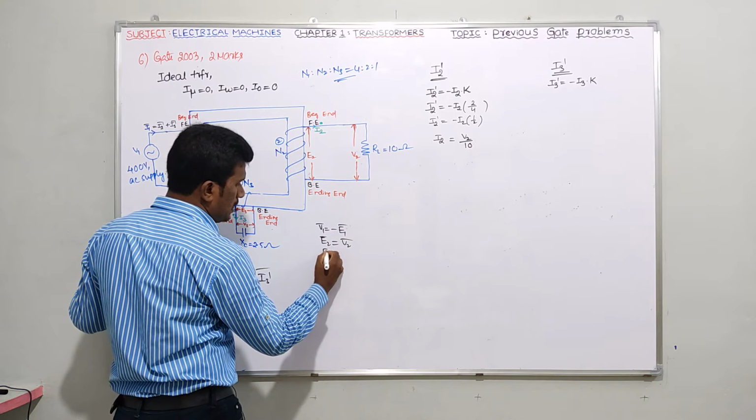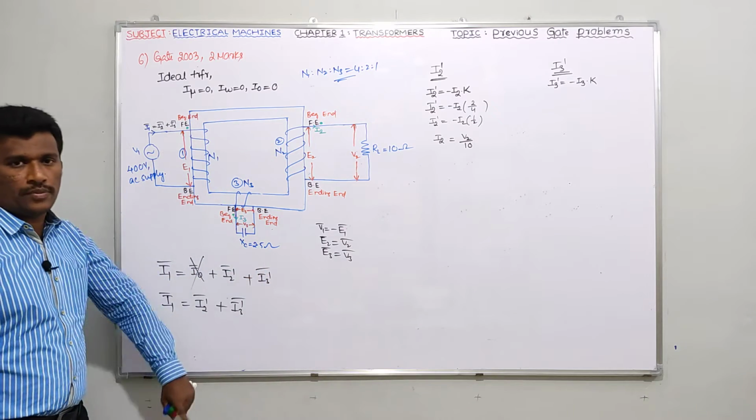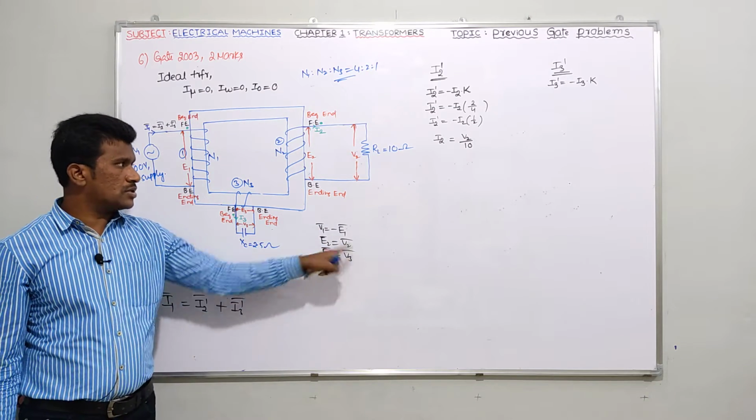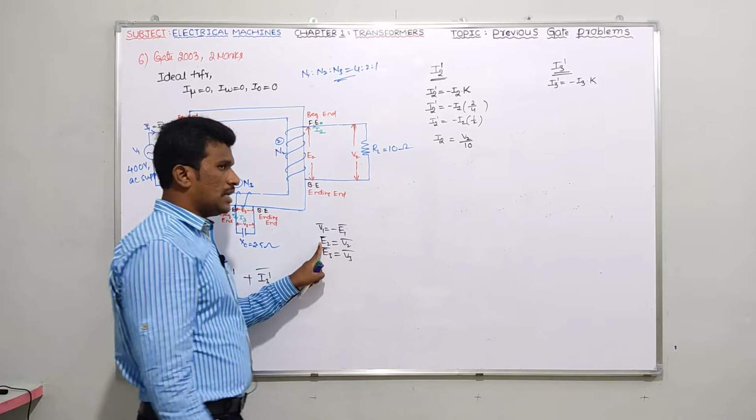In the tertiary winding, E3 bar equals V3 bar is a relation, you have to remember. Because it's an ideal transformer, there is no drop, okay? V1 equals minus E1, E2 bar equals V2 bar, E3 bar equals V3 bar. Now tell me, since V2 I wrote, that means indirectly I can take E2 by 10.